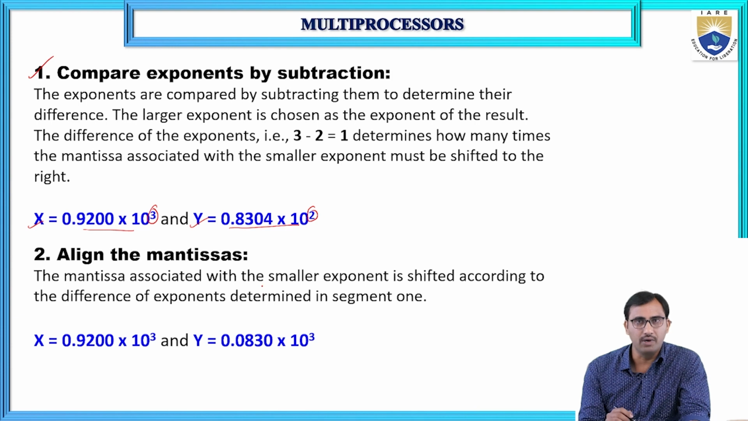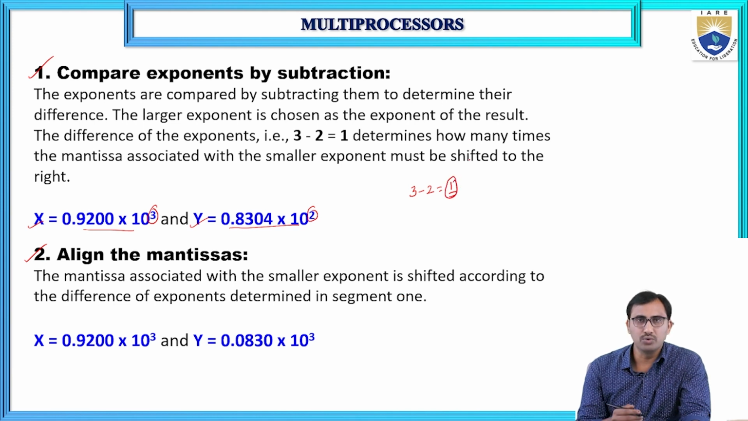Exponents are not equal. So that means the difference is 3 minus 2, that is equal to 1. So one difference is there in their exponents. So the second operation is align the mantissas. The mantissa associated with the smaller exponent is shifted according to the difference of the exponents determined in step 1. So the difference is 1.